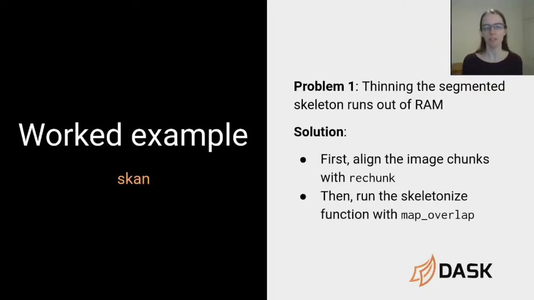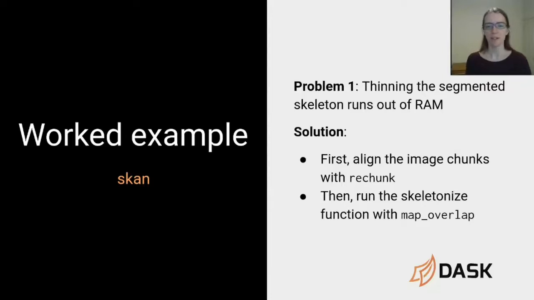We already knew that large input data, images with lots and lots of voxels, can run into memory problems when you use scikit-image and the skeletonize function. To solve this, I did two things. First, I rechunked the image data so that the chunks matched a much more efficient chunking for the skeletonize function.